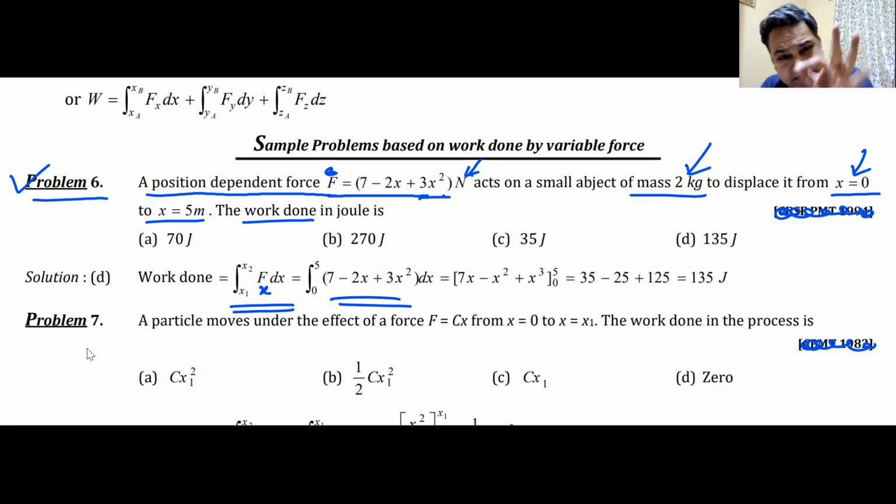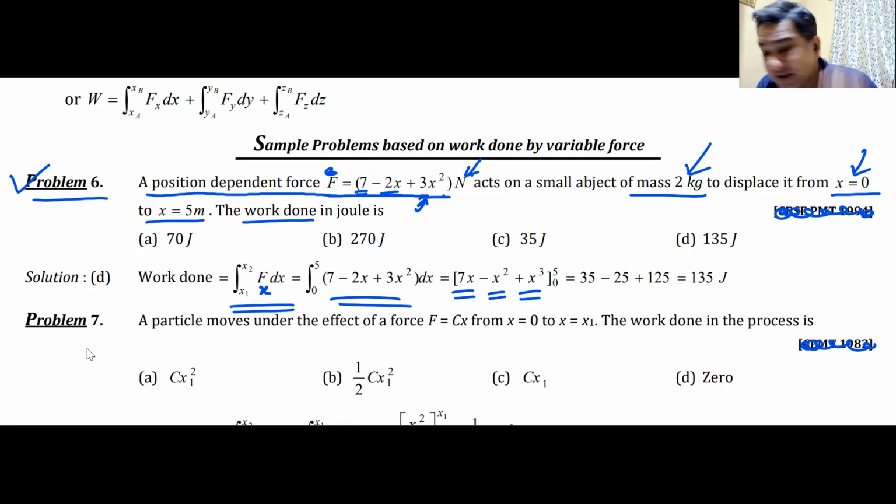So this is integral of Fx dx. Simply, you have to integrate this: 7 dx will be 7x, minus 2x dx. Minus 2 will come out. The integral of x dx is x square by 2. The 2 and 2 will get cancelled, so it will be x square. We are cutting short the steps and getting to the answer. 3x square dx, 3 will come out. The integral of x square dx is x cube by 3. The 3 will cancel. The answer will be x cube.